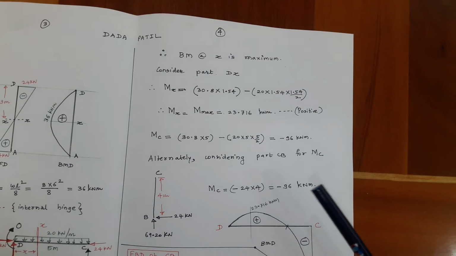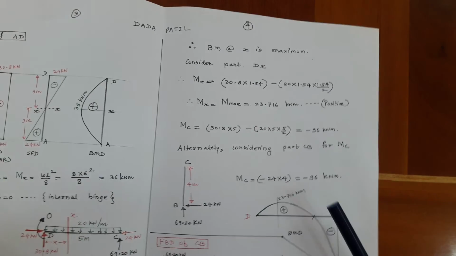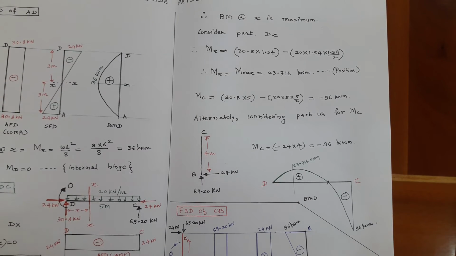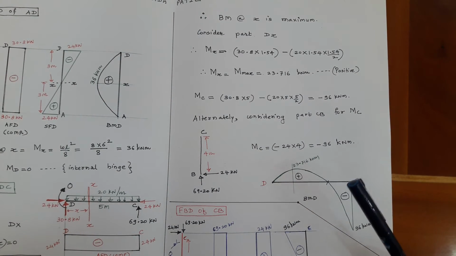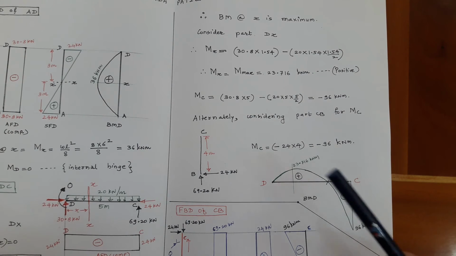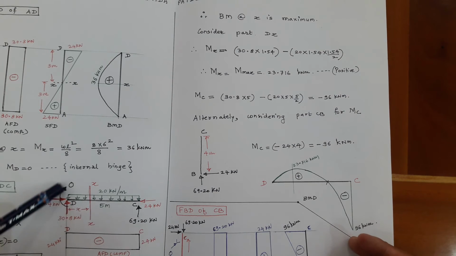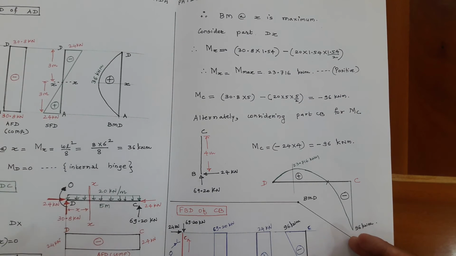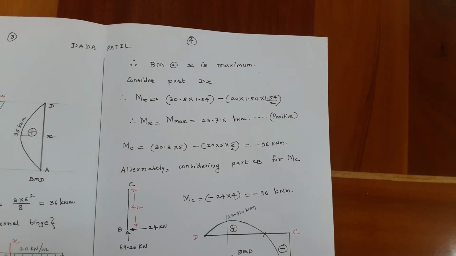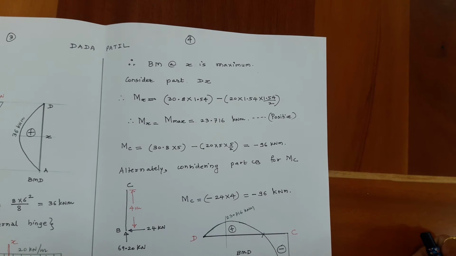Now coming to bending moment at C, the bending moment at C can be calculated as 30.8 into 5 minus 20 into 5 into 5 by 2. Because the definition of bending moment at C is either you can consider part CDA or you can consider part CB. I have considered part CDA, and the effect of AD at D is already 0. There is no bending moment getting transferred from AD to D, since it is an internal hinge, it is not a rigid joint. So when I solve, MC works out to be minus 96 kilonewton meter.